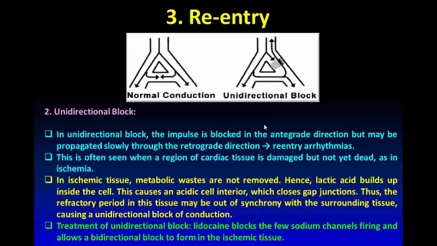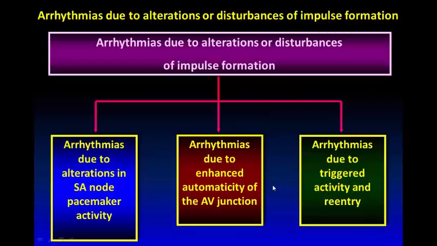How do we treat unidirectional block in order to prevent the development of reentrant arrhythmias? We give the patients a drug known as lidocaine or lignocaine, and this drug blocks diffuse sodium channel firing and hence allows a bidirectional block to develop in the ischemic tissues.